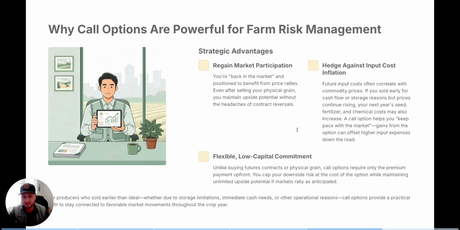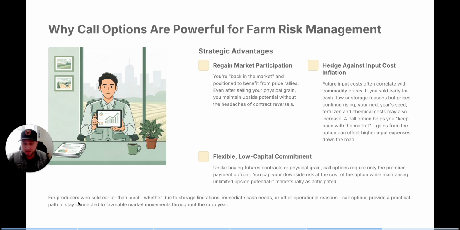So what happens is that you've then sold at this one price, prices have gone up further, and your future inputs are also going to potentially be matching to that. So then all of a sudden you found yourself not keeping pace with the market and slightly out. So that's where you can then engage in a call option, which will help you keep pace with the market and give you the gains that can help offset some of those higher input expenses that may occur down the road.